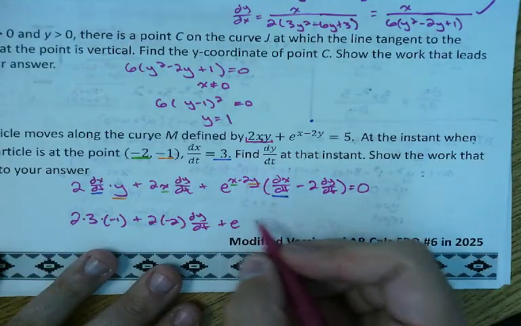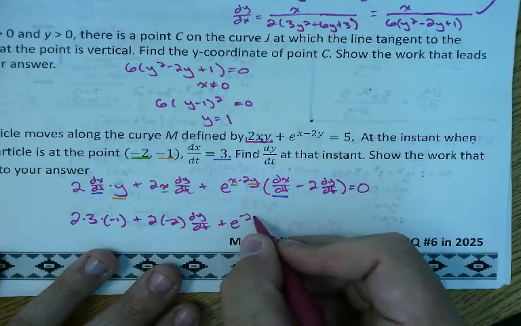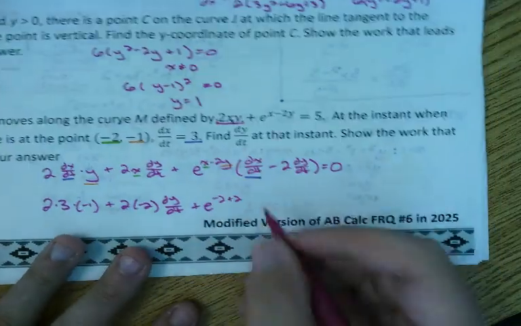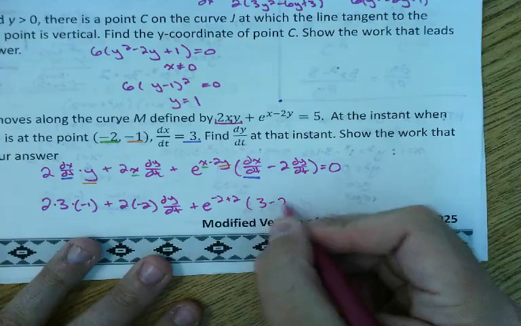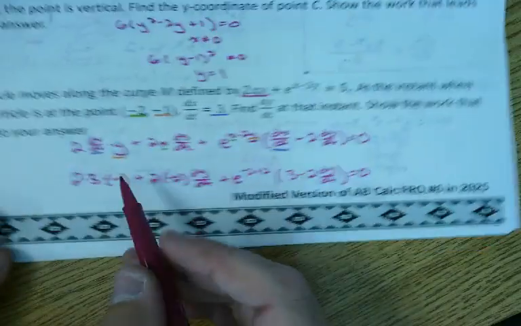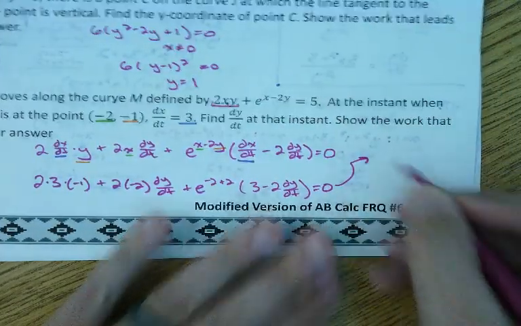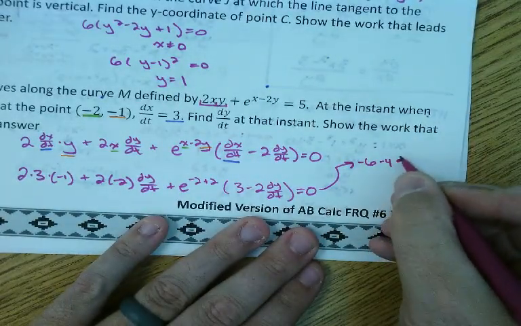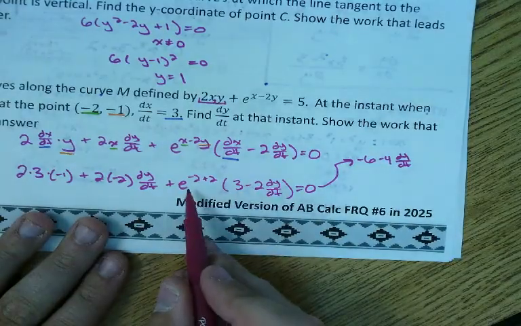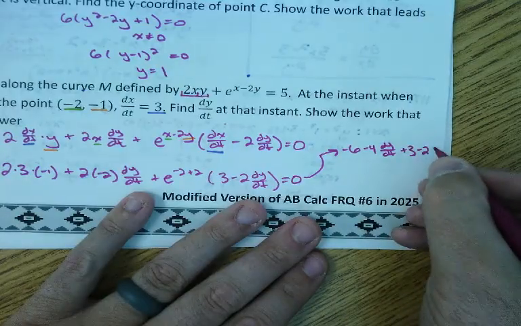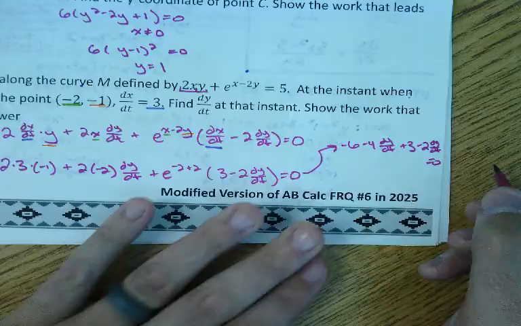Plus e to the -2 minus -2 times -1, which is +2. Which is nice because what does that turn into? It's e to the 0, so that's nice. It'll turn into a 1 for us, times 3 minus 2 dy over dt. I'm going to squeeze everything over here. This first term becomes -6. Second term becomes -4 dy over dt. This turns into a 1, so it's plus 3 minus 2 dy dt. And that all is equal to 0. Sorry, I'm squeezing it on here.